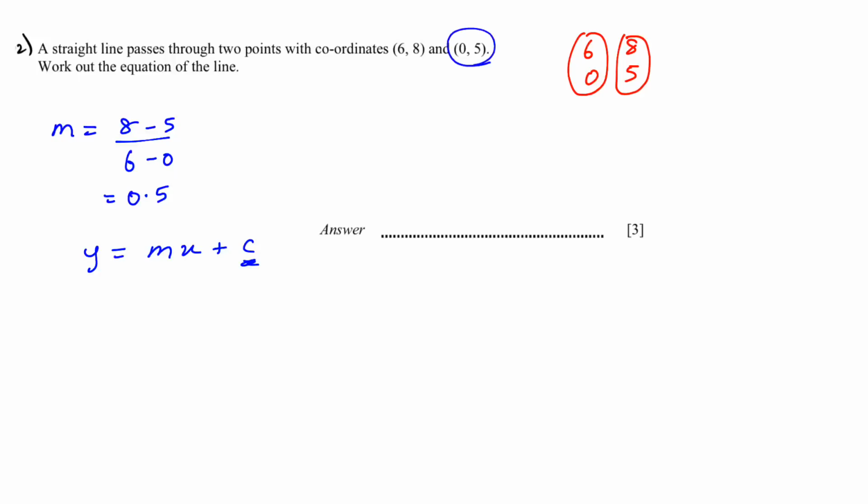Always choose a point which has a 0 in it. It's much easier to solve. So our x is 0 and y is 5. And gradient is 0.5 plus c. 0.5 multiplied by 0 is 0, so 5 is c. And y is equal to the gradient, which is 0.5x plus 5, which is our c.